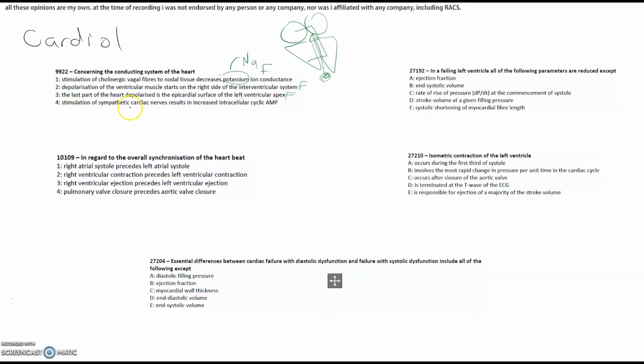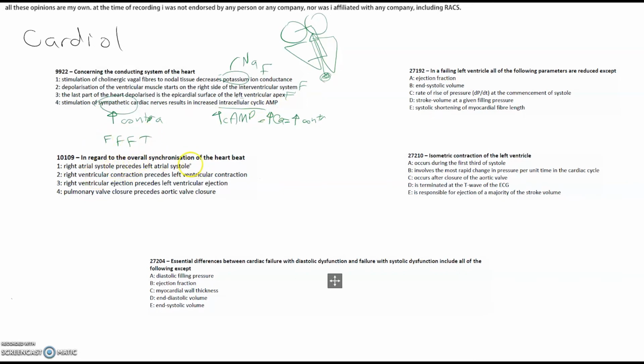And finally, stimulation of the sympathetic cardiac nerves results in an increased intracellular cyclic AMP. Now this is true. We know that sympathetic nerves are going to want to increase our contractility and our conductance. And the way that they do that is by increasing cyclic AMP activity, which increases our calcium within the cells, which increases the contractility. So that makes this answer false, false, false, true.